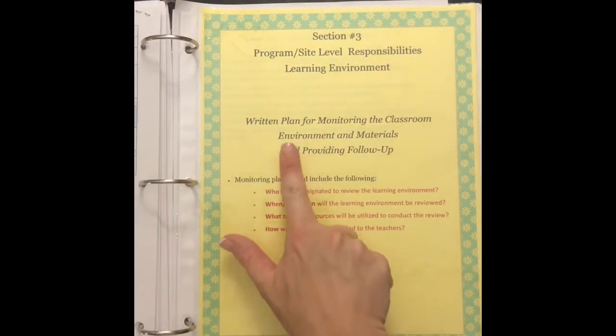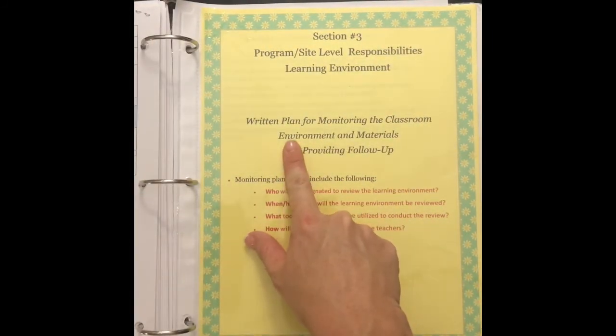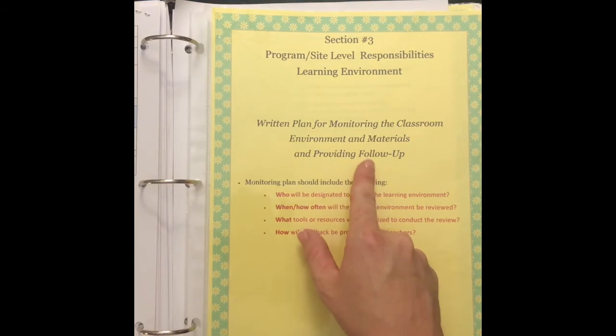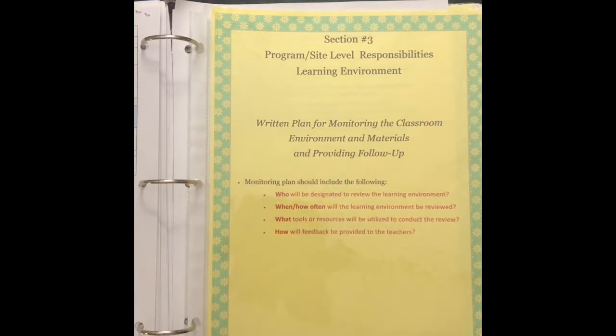There also does need to be a written plan for monitoring the classroom environment, materials, and providing follow-up. In this plan, who's going to review the environment, how often will it be reviewed, what tools or resources will be utilized, and how will feedback be provided.